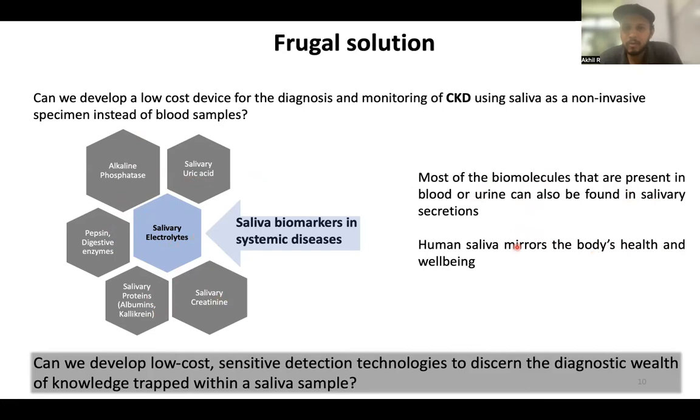As a result, saliva could be used as an alternative to blood and urine as a sample for diagnosis of systemic disease. So the bottom line, the question is, can we develop a low cost sensitive detection technology to discern the diagnostic wealth of the knowledge trapped within the saliva system? Like, can we develop a low cost device using saliva as a non-invasive specimen? That was what we were trying to achieve.